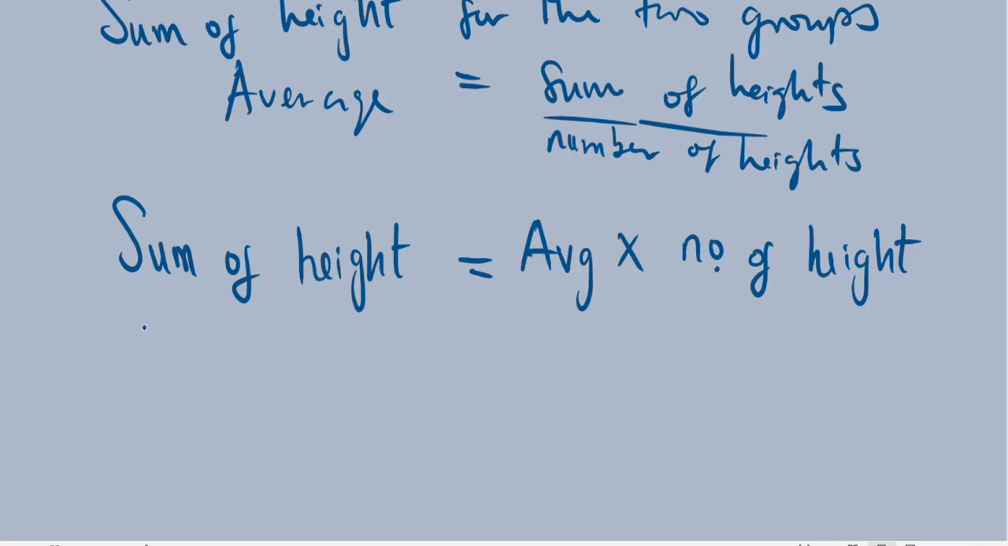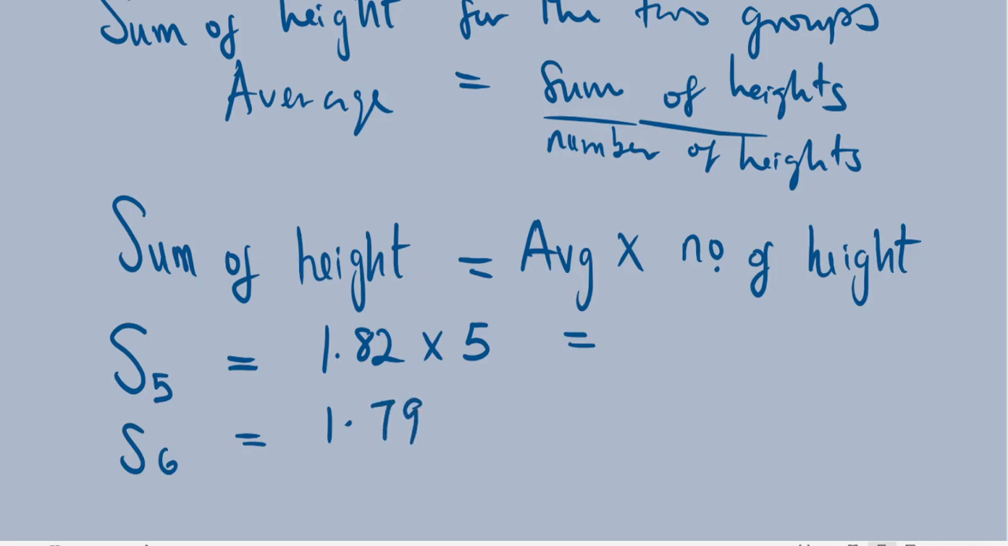So now let's get the sum of height for when there are 5 players. That will be 1.82 multiplied by 5 to give us our answer, and the sum for when there are 6 players will be 1.79 times 6. Now quickly do your calculation. What is 1.82 multiplied by 5?